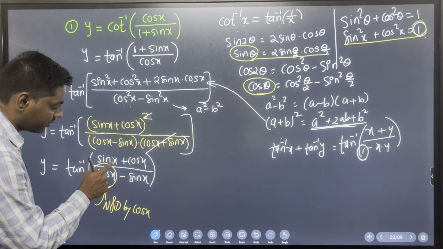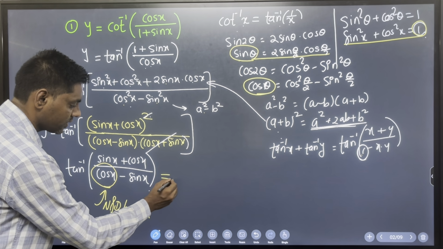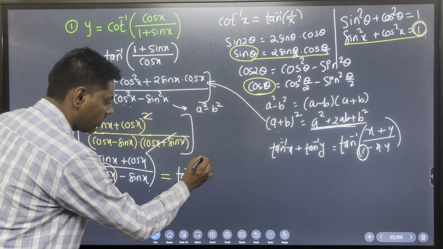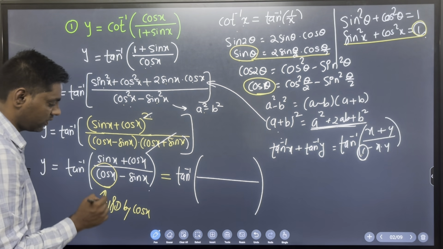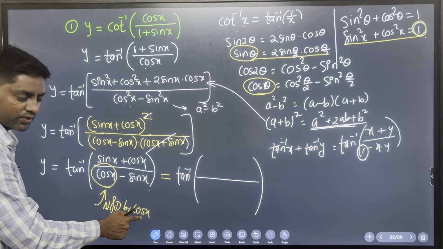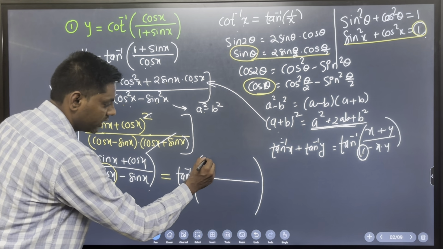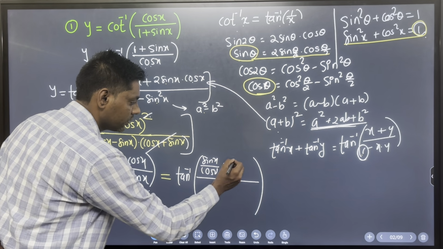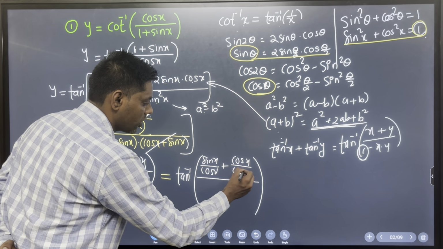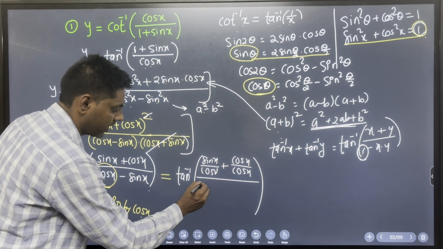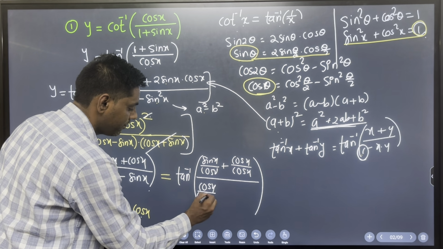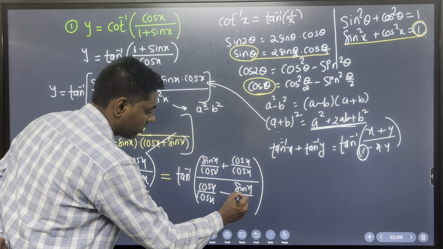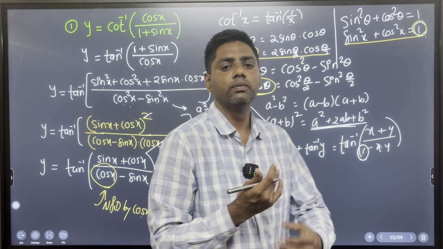When we divide both by cos x, what do we get? It's very easy, and after that we divide separately. So tan inverse of, after dividing numerator and denominator by cos x, again dividing separately, we get sin x divided by cos x, plus cos x divided by cos x, and in the denominator cos x divided by cos x, minus sin x divided by cos x. So the question is very simple.